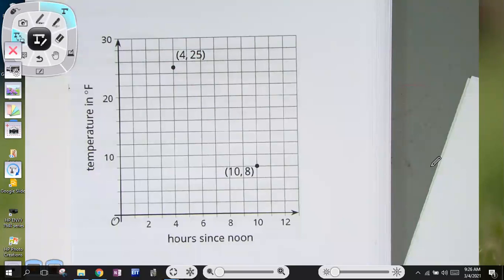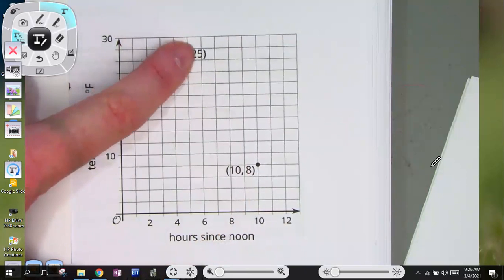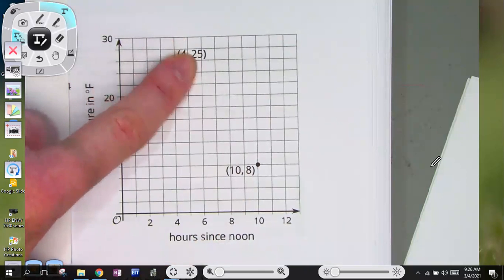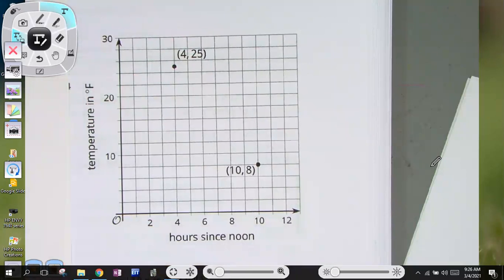Yeah. It dropped, okay? How can we tell? How do you know? One's higher than the other. One's higher than the other, okay? So one was 25 degrees, and then one was 8. So with what we know about temperature, what did it do? If it dropped, that means it got colder. Awesome.